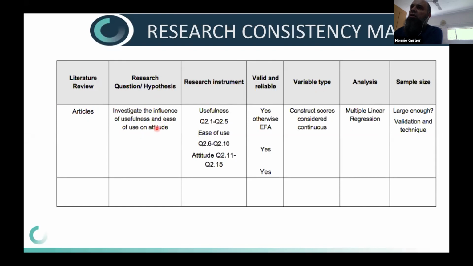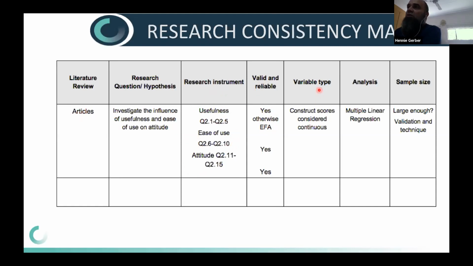In the questionnaire, we measure usefulness with these 5 Likert scale statements. We measure ease of use with these 5. We measure attitude with these 5. Are these constructs valid and reliable? If they are valid and reliable, you refer to the article where you got the validation, you put that in your research methodology. If not, you must do the validation yourself with exploratory factor analysis, but this can only be done after you get your final data back. And if it doesn't work out, you're in trouble.